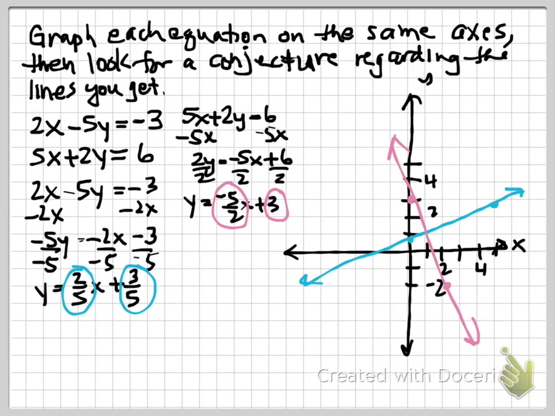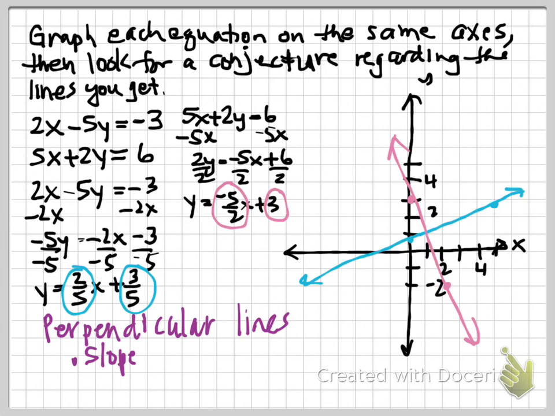Oh, somebody was just a little too busy talking with Tyler to actually answer a question. Amy, what did you notice? Their slopes are the opposite of each other. Okay, so we have what looks like perpendicular lines. And we notice that the slopes are opposite.